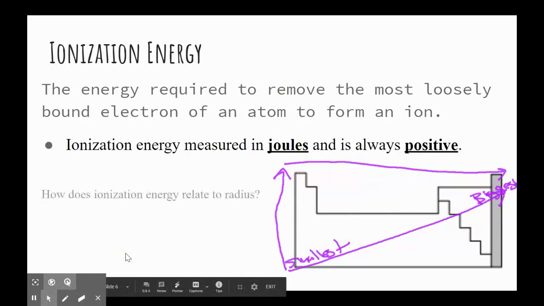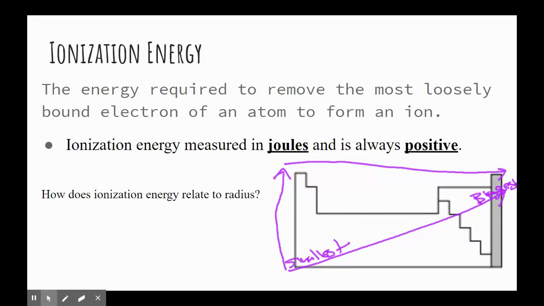So it's important to understand how ionization energy relates to radius. The larger the radius, the easier it's going to be to pull those outer electrons away. So the ionization energy is going to be lower when the radius is larger.